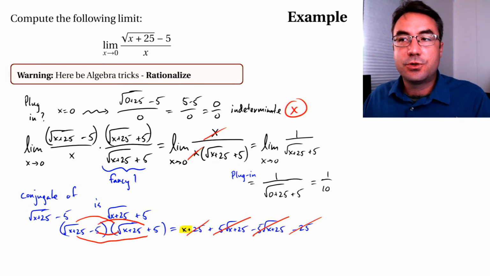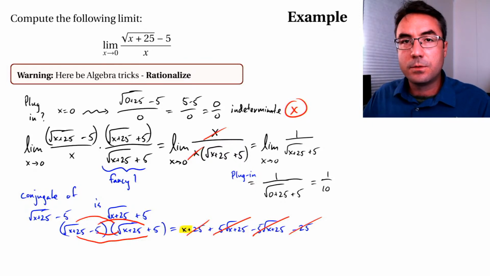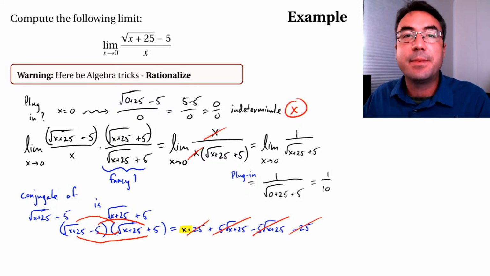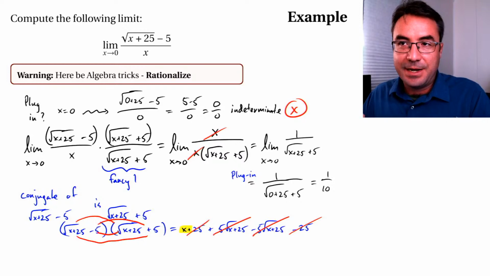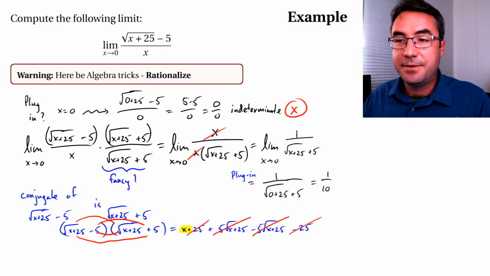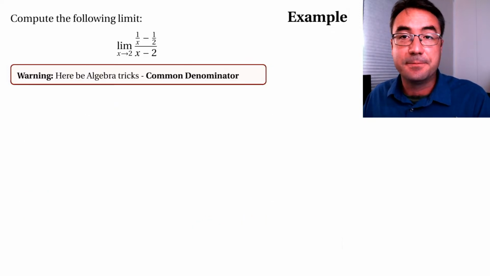Let's try another one now where we'll look at a common denominator. And the common denominator will, again, simplify the expression, allow us to cancel, and then we'll be able to finish off the limit by actually just plugging in.